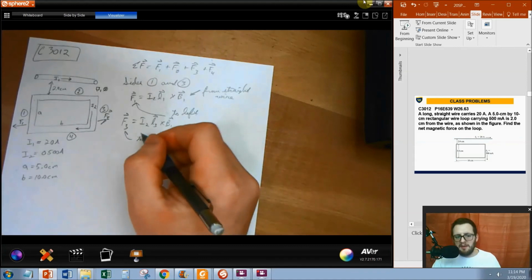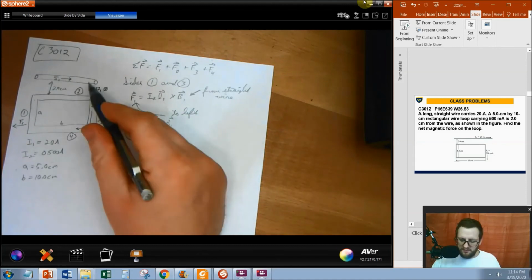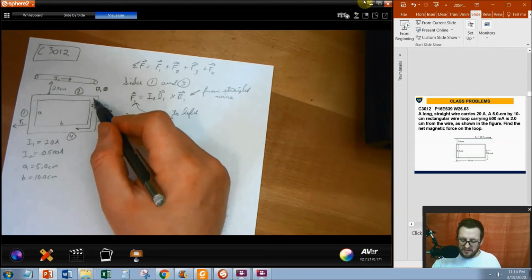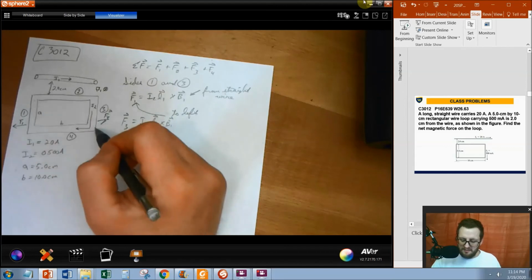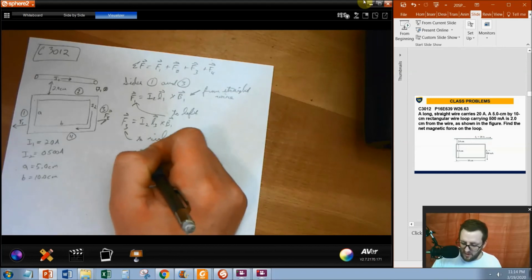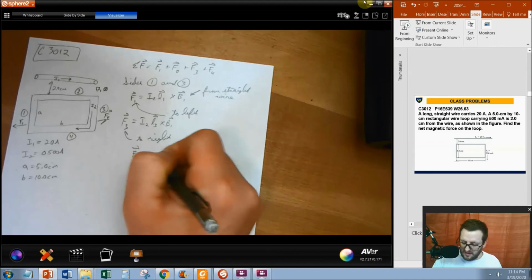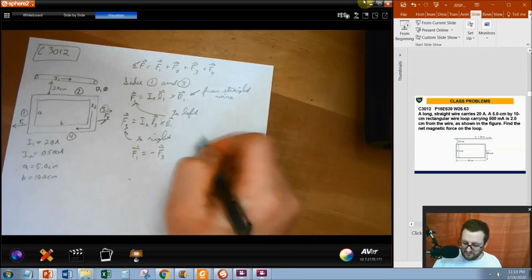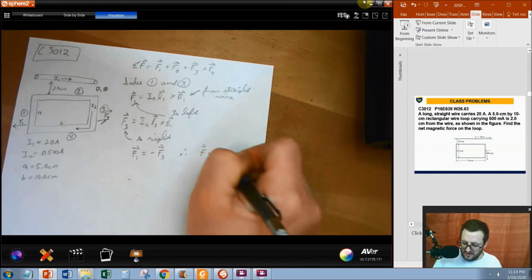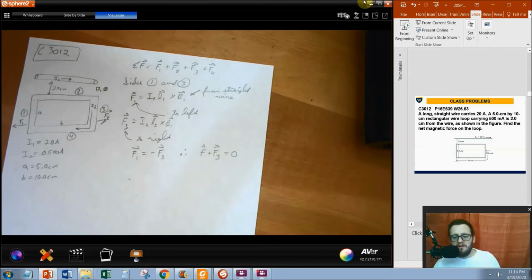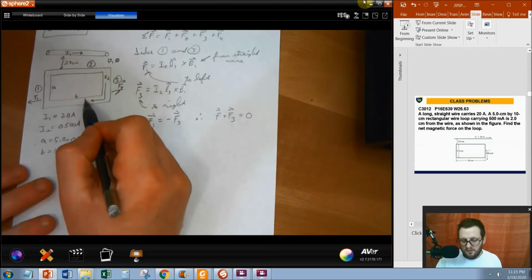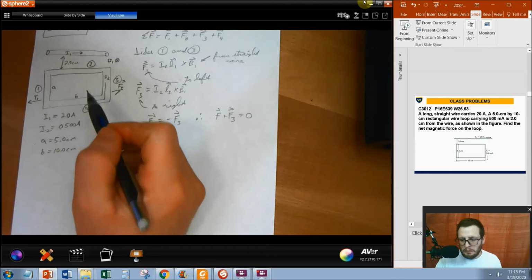Now the magnitude is the same type of situation. I'm getting farther and farther away from this wire, so the field is getting weaker and weaker, the force is getting smaller and smaller, but they start at the same distance away on each side and end up at the same distance away. So the magnitude of the total force F1 is just equal to the negative F3. Therefore, F1 plus F3 is equal to 0. They sum to 0. So all I have to worry about is the force on this leg and the force on that leg of the rectangular loop.